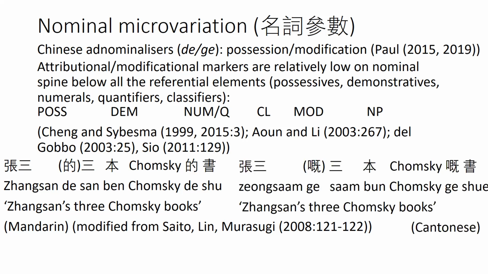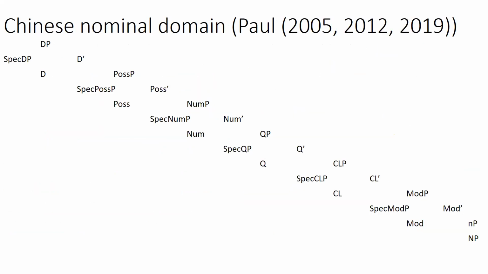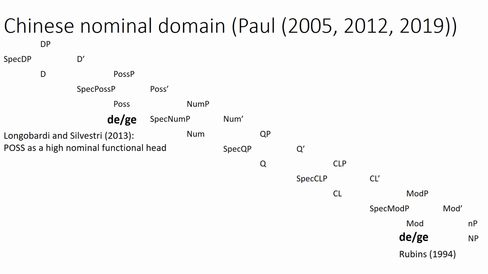The same applies to Cantonese. In Cantonese, we can say the same thing; there are two ge here. So we can distinguish two structural positions in the Chinese nominal domain. If we project these various elements cartographically like this, the two main positions are a modifier downstairs, following Ed Rubens' analysis, and also a possessor, which we've established is higher than these various elements. People like Longobardi and Silvestri have looked at typological evidence, mainly from Western languages like English and the Romance languages. The possessive marker is a high nominal functional head.